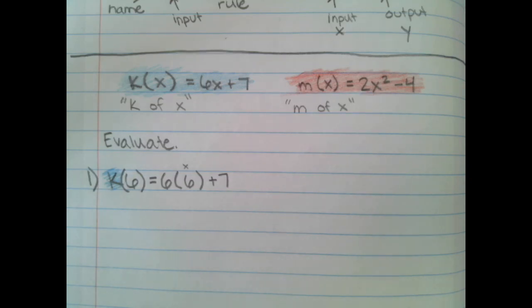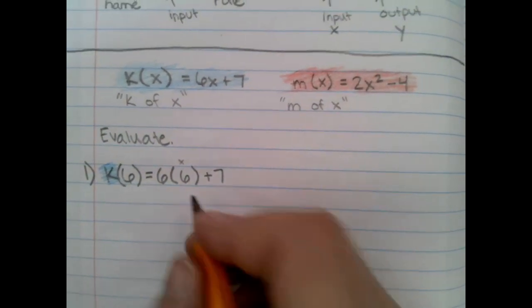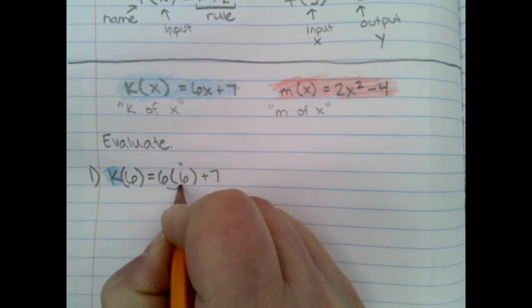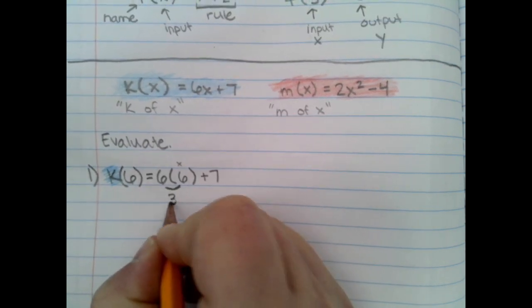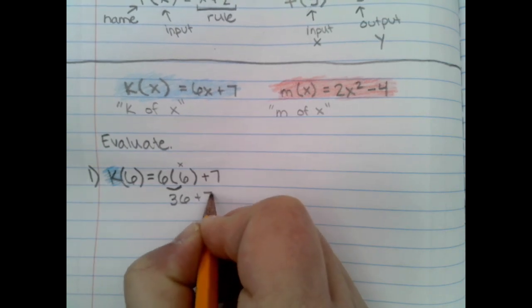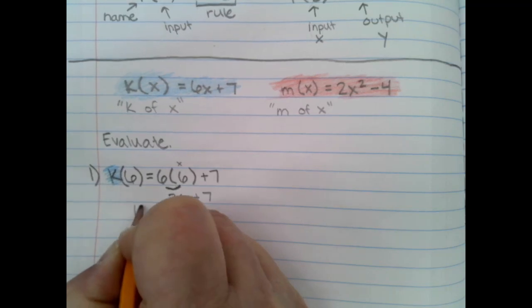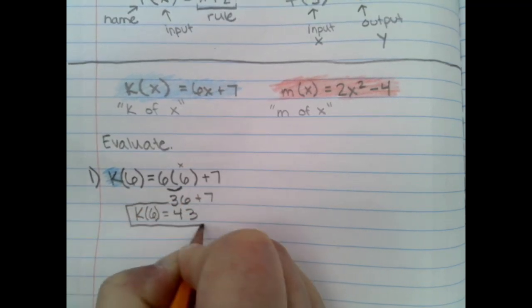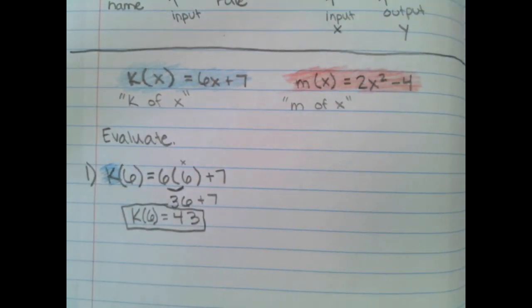All right, and then we can simplify this, so we use our order of operations. When we use our order of operations, do we multiply or add first? I'm going to multiply first, so it's 6 times 6. Good, 36. 36 plus 7, 43. And to write it nicely, we're going to say k of 6 equals 43, and that tells our reader a lot of information. It tells us which rule we used, what we put into the rule, and what we got out of the rule.